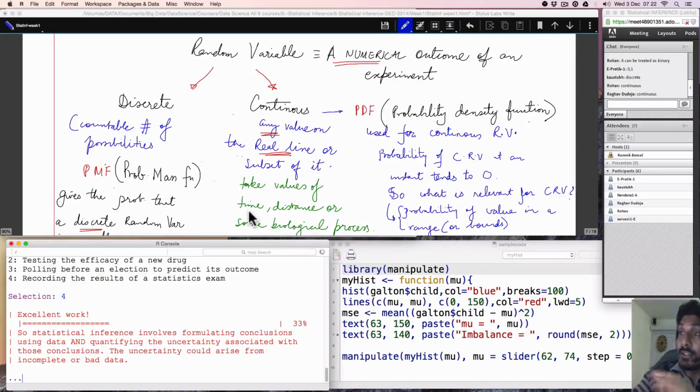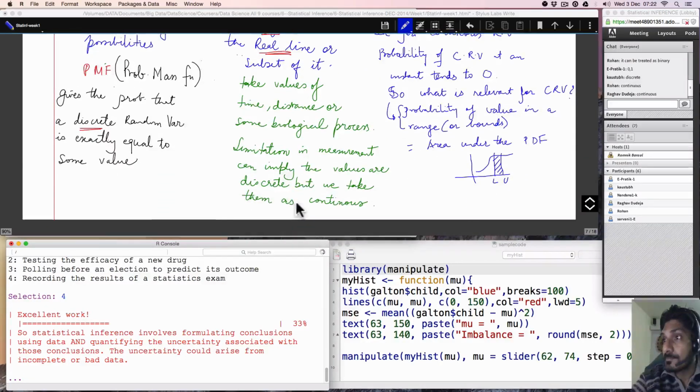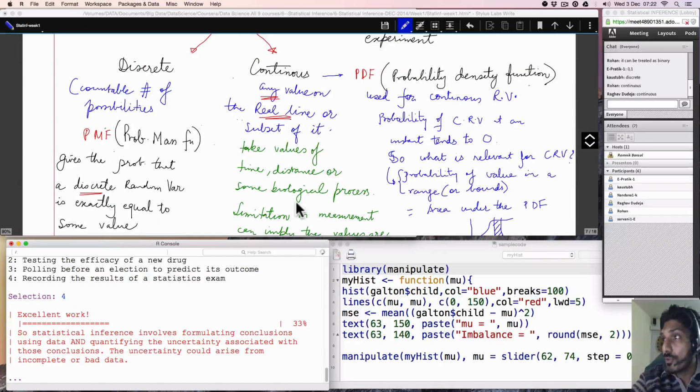Discreteness means there are finite outcomes only. There is a jump in the value, right? So typically when is your variable continuous? When it is values of time or distance or maybe some biological process. So typically it will be all continuous. Okay, and so okay, let's look at some of the things from the swirl assignment now.